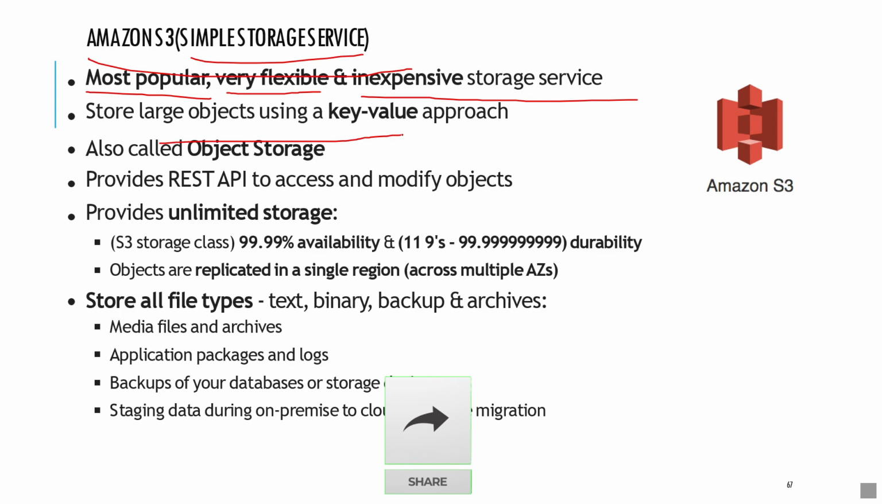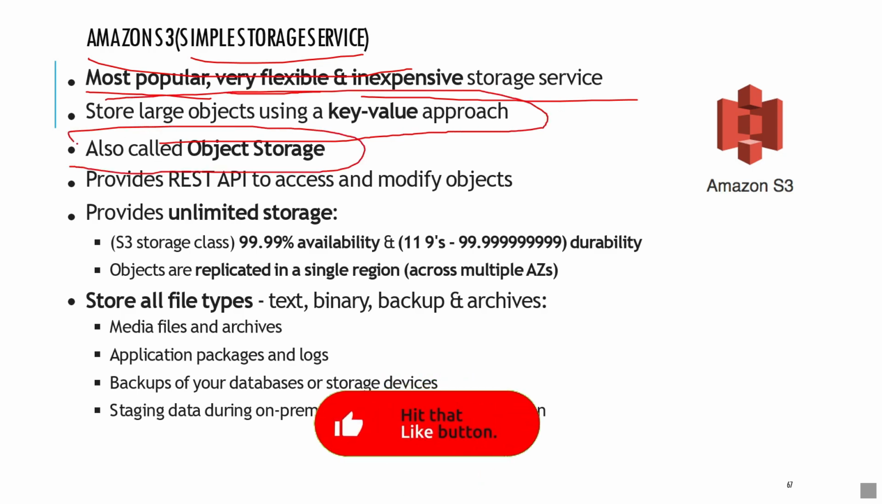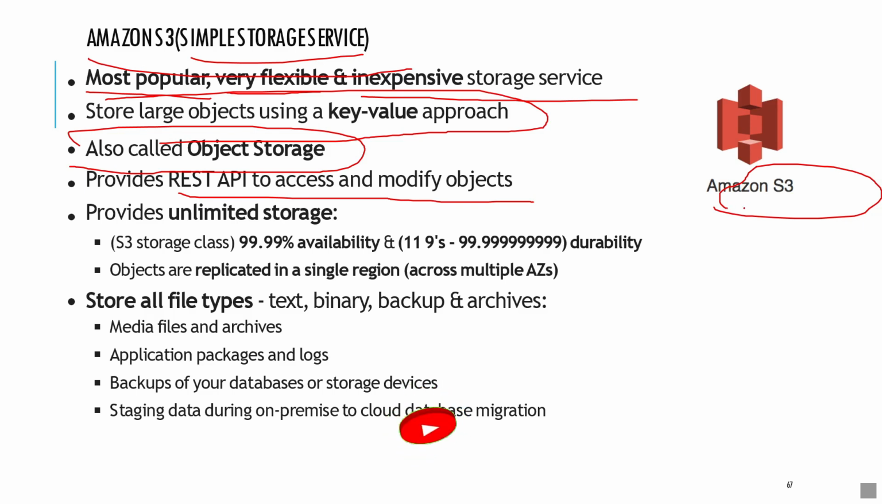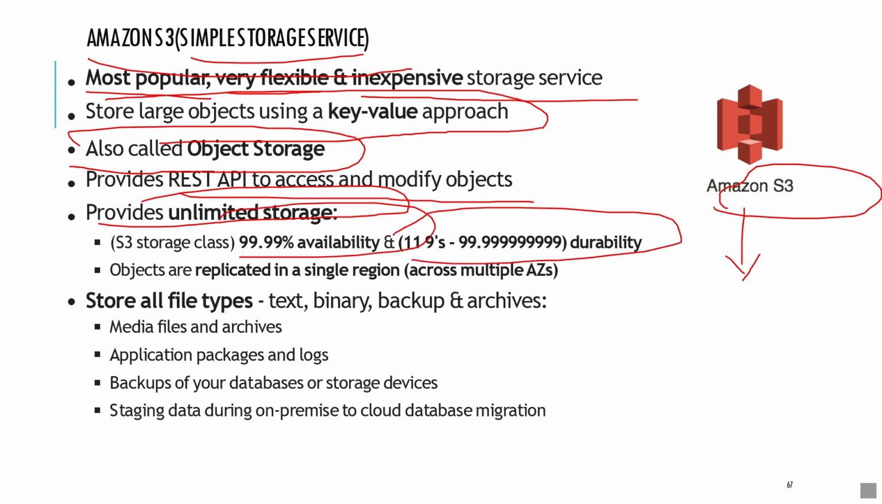It uses a key value approach to store data. It is also called object storage. It also provides APIs to access and modify objects. S3 buckets provide HTTP access in order to access our objects, and we can modify our objects. It provides unlimited storage, 99.99% availability, and 11 nines durability.